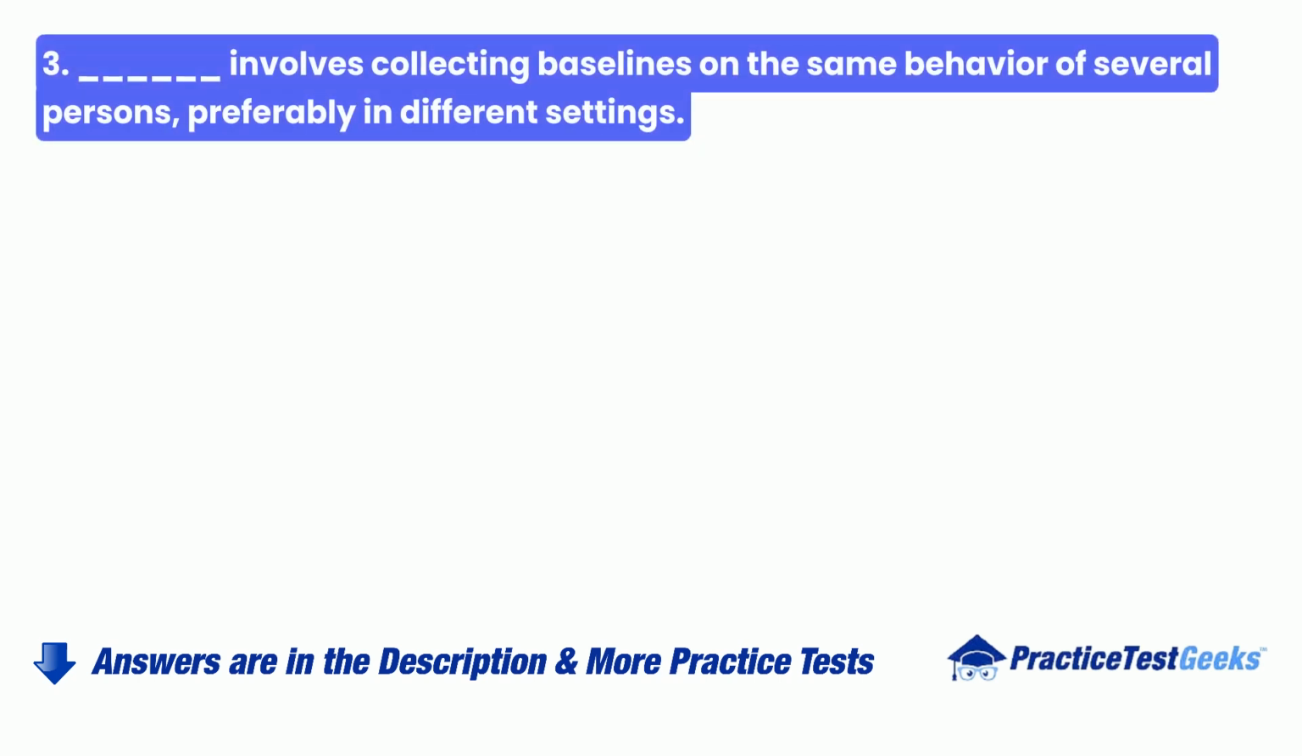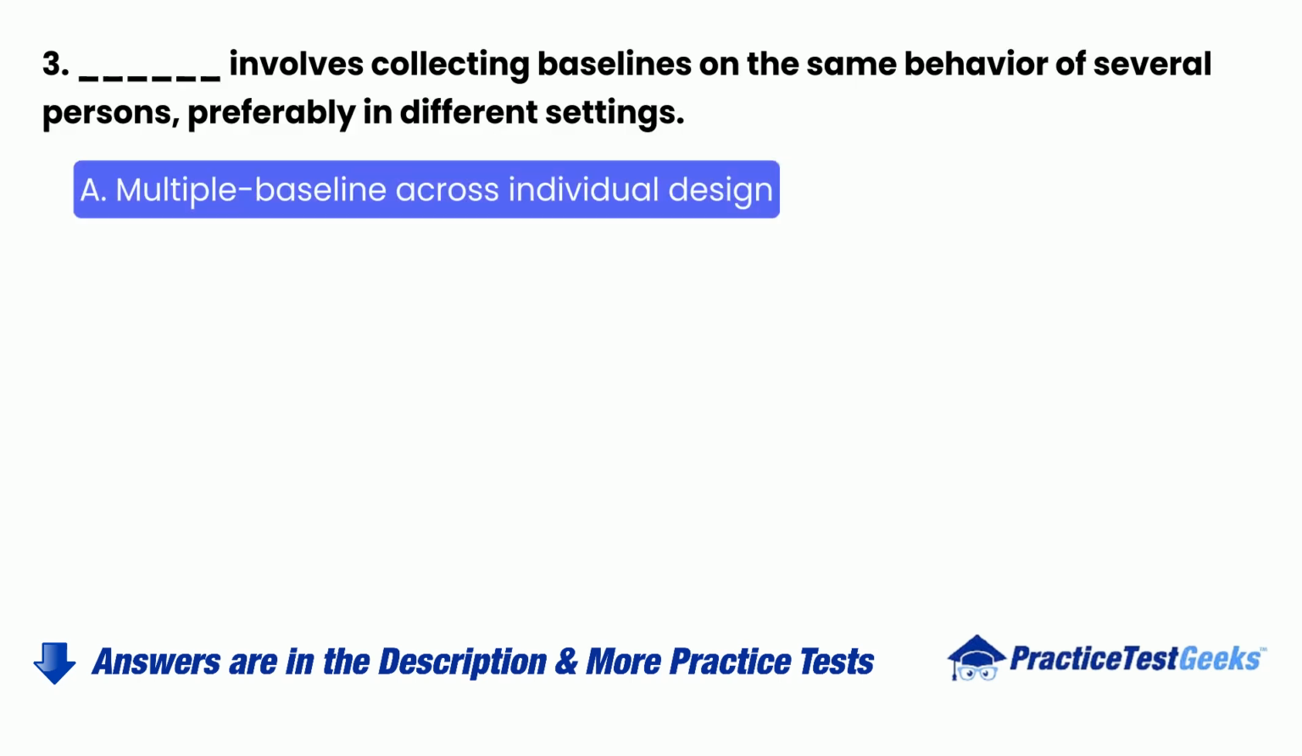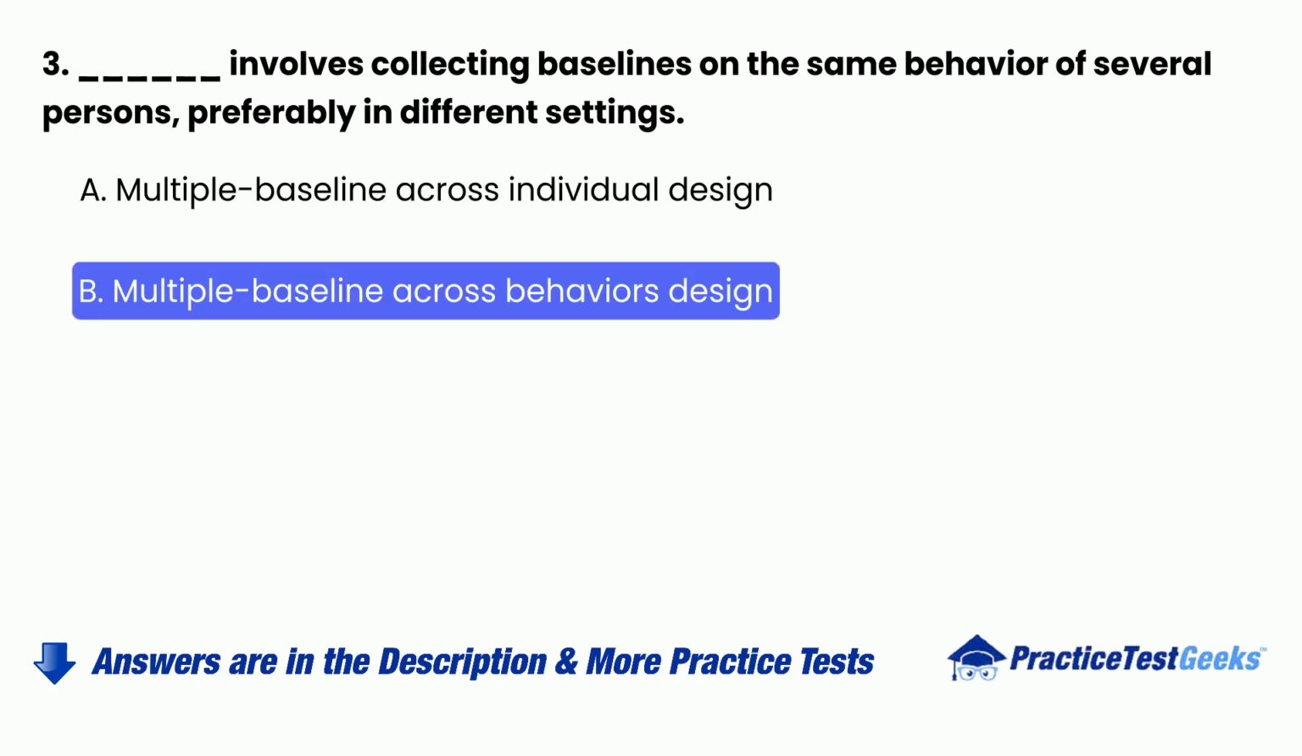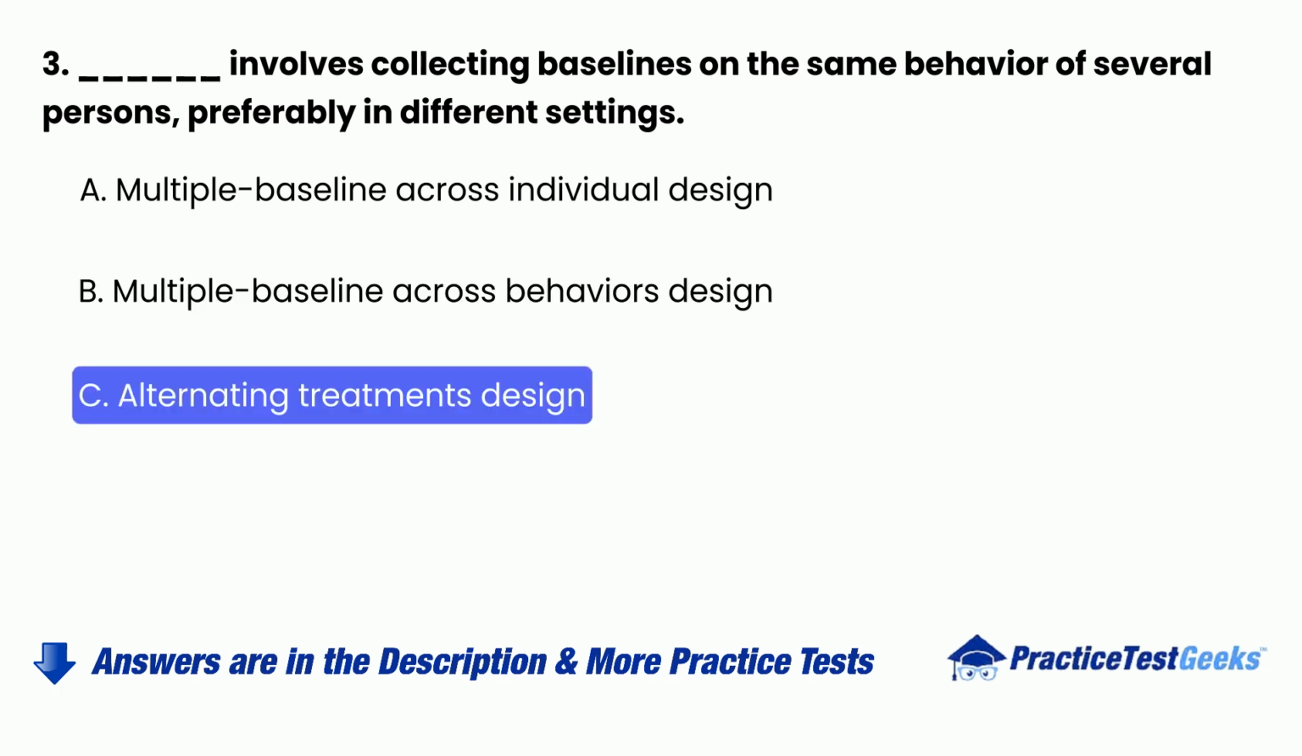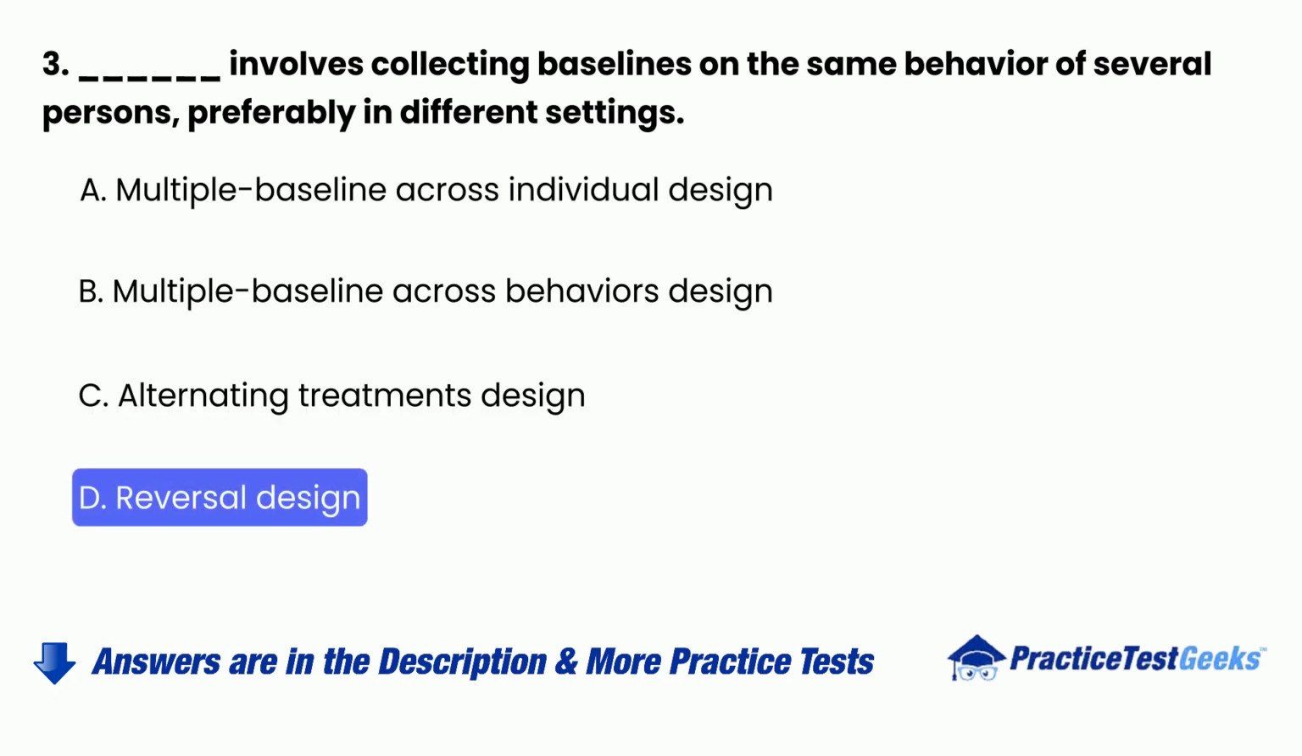3. Blank involves collecting baselines on the same behavior of several persons, preferably in different settings. A. Multiple baseline across individual design. B. Multiple baseline across behaviors design. C. Alternating treatments design. D. Reversal design.